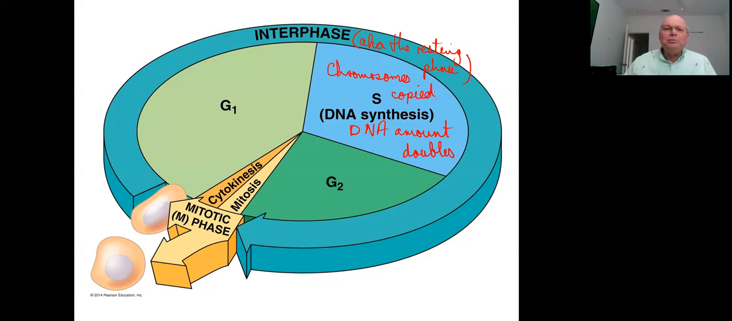So at this point, interphase is no longer a single period of time, it's broken up into 3 periods of time. And those 3 periods of time became known as G1, S, and G2. And G1 stands for growth.